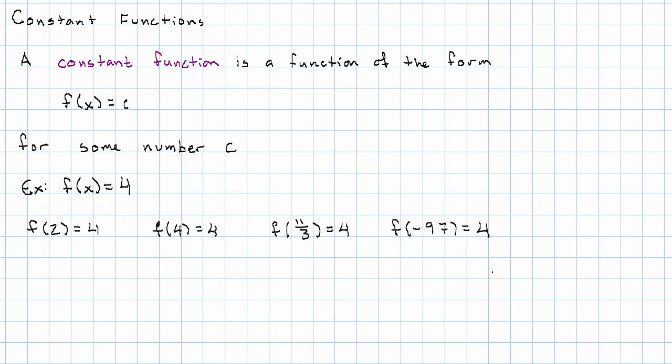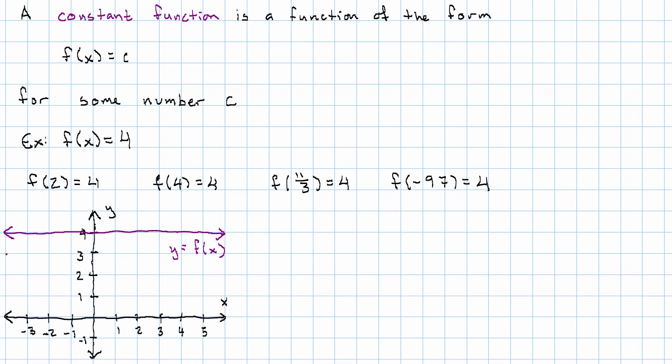We also want to know what the graph of a constant function looks like. The graph of a constant function is just a horizontal line. So here we see the example, f of x equals 4. This is the graph of y equals f of x. That is, this is the horizontal line y equals 4. That's really all there is to constant functions.